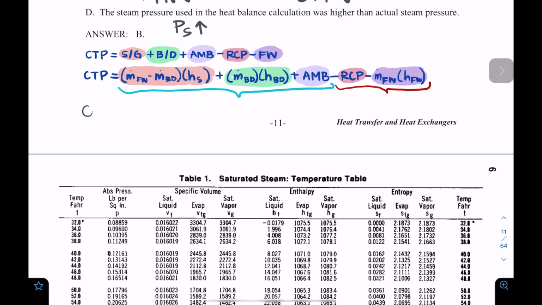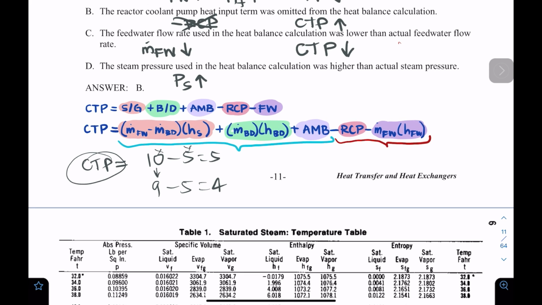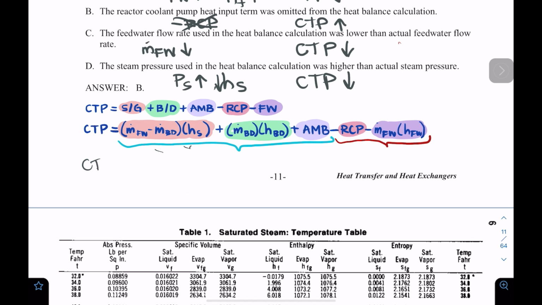So let's say, just for the sake of this exercise, this is what we have initially. If this side decreases, say 9 to 5, it's going to give me 4. What is happening to my overall core thermal power? Well, it's also decreasing, right? So core thermal power is decreasing, because it's affecting my enthalpy of steam, which is decreasing. Okay, so that's good. Now I have analyzed all of them.